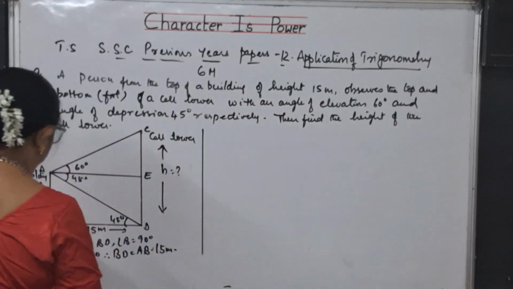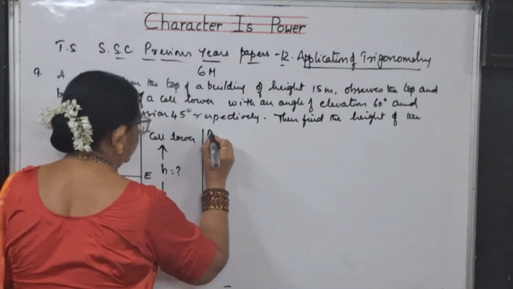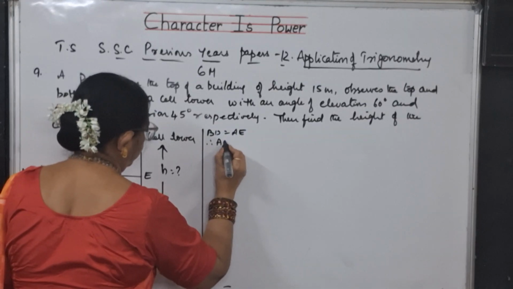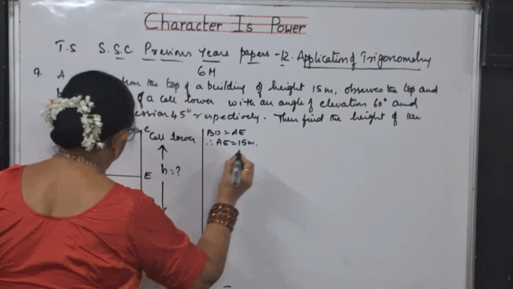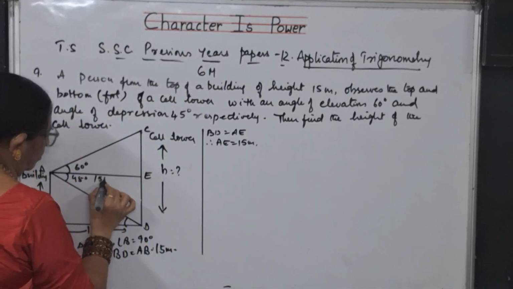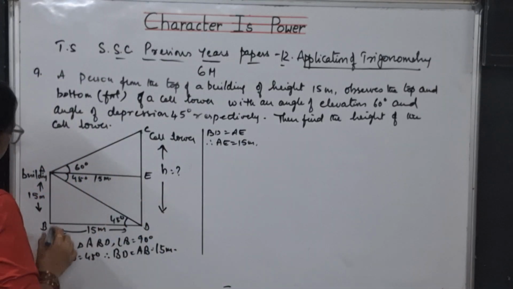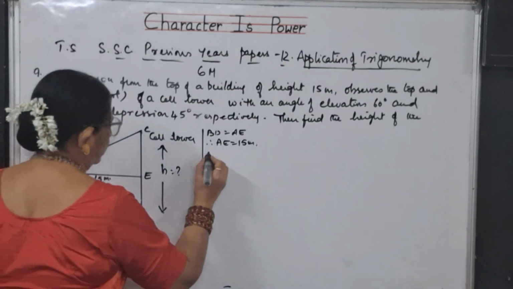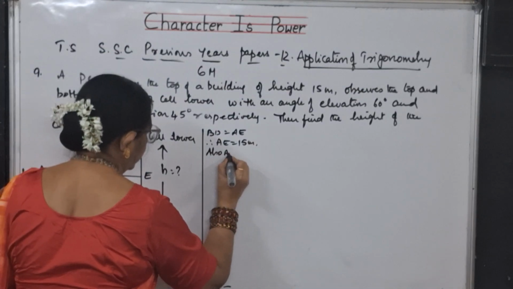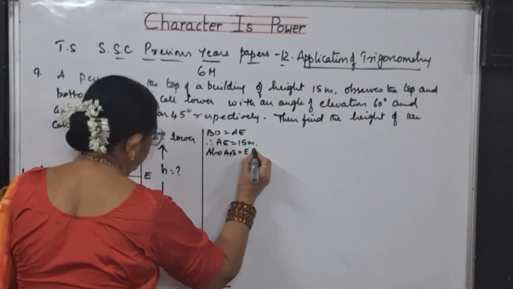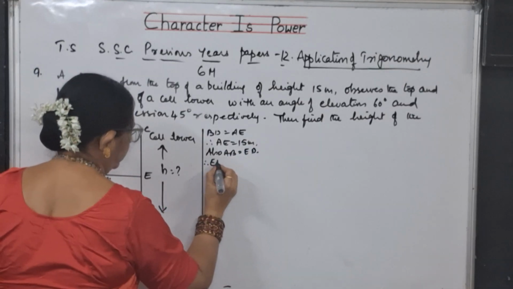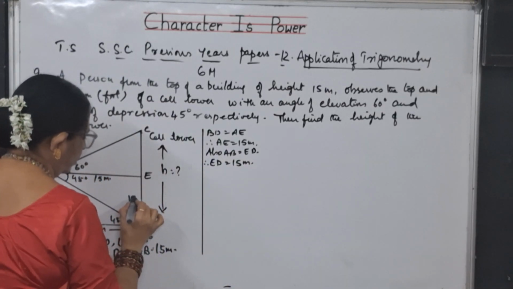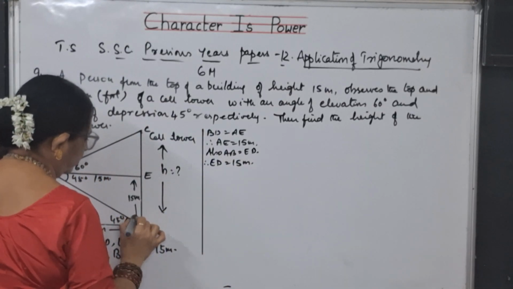AE. BD is equal to AE. Therefore, AE is also 15 meters. So this is also 15 meters. And definitely AB will be equal to ED also. AB is equal to ED. Therefore, ED is also 15 meters. So this is 15 meters height from here to here.